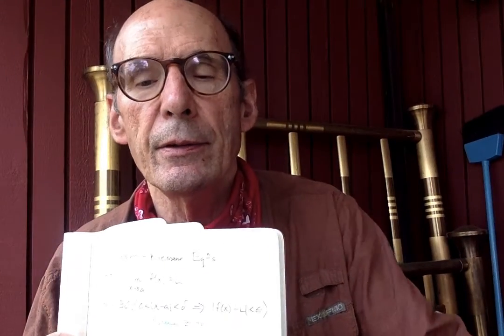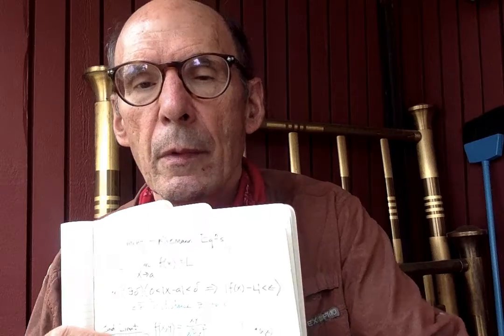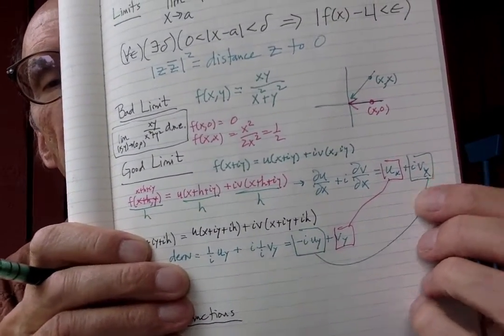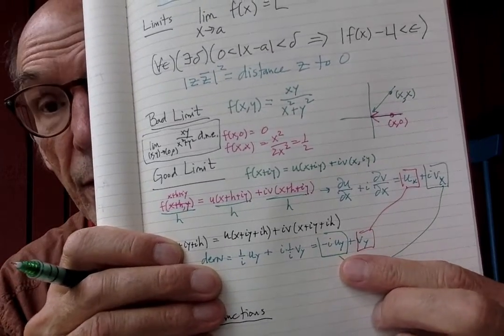And that says, sorry, my screensaver started up. And that says, with the imaginary parts, that vx is minus uy. And those are the Cauchy Riemann equations.